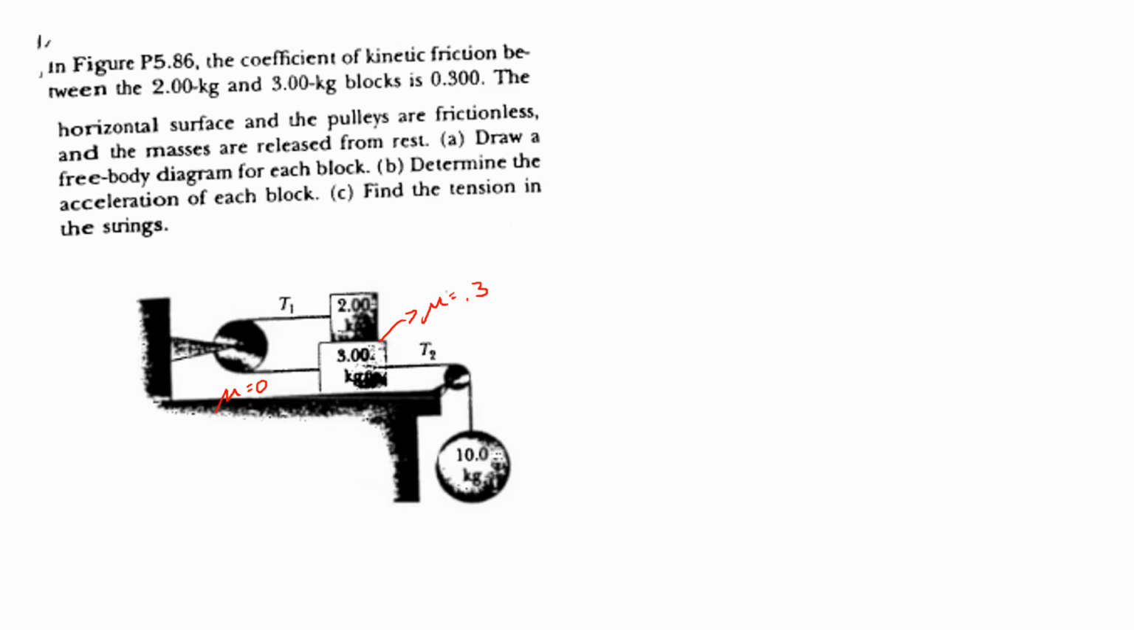Okay, let's do the first one first. First things first, so this is the 2. So what do we got? We've got FG going down. We've got F normal going up. And we've got tension 1. I'm gonna do FT1 because it kind of bothers me without the F. And that's it.